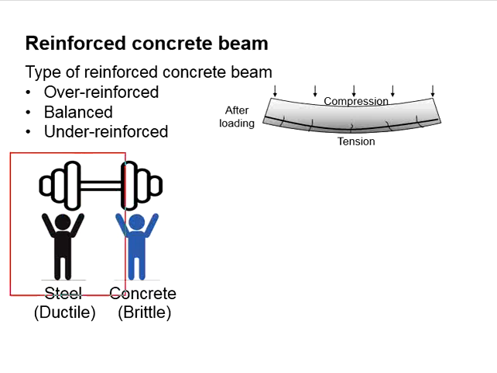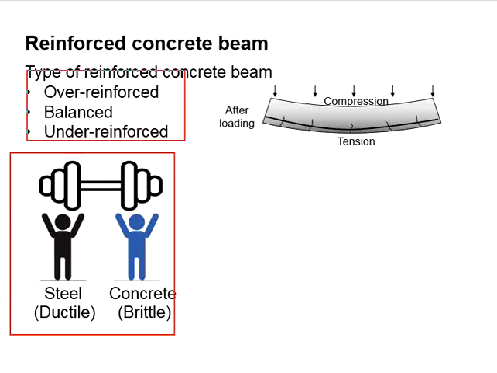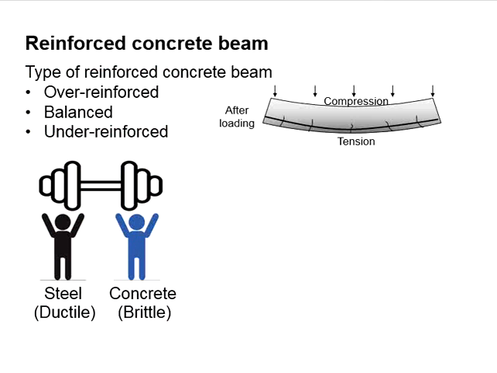Now, how do we correlate this with different types of reinforced concrete beam? Now, a balanced member happens when both the steel and the concrete fail together. They are about the same strength. By the time the member fails, both will fail together.